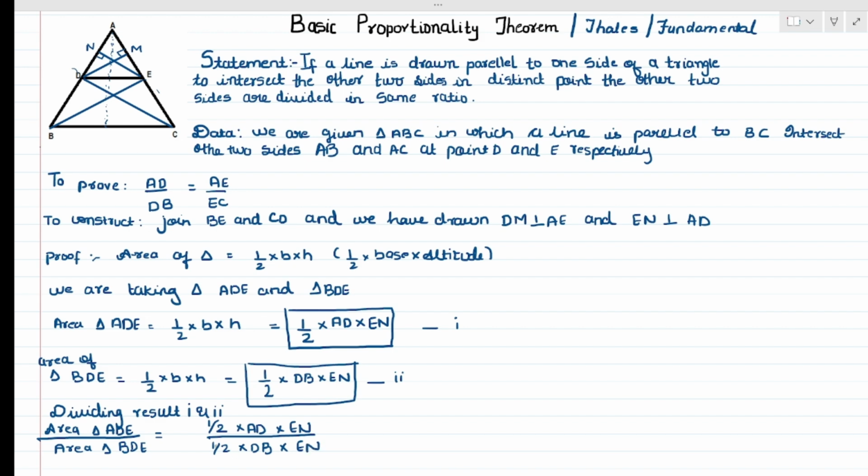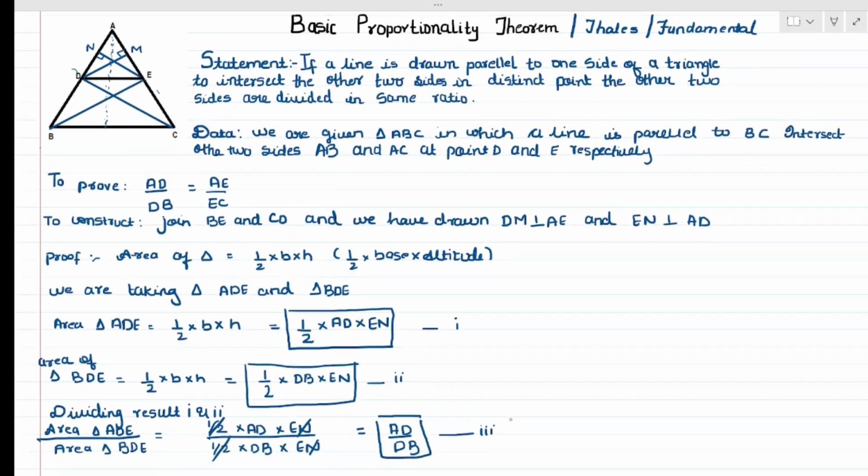Now what you can clearly see over here, half and half is getting cancelled. EN and EN is getting cancelled. What am I left with? I am left with AD upon DB. Keep this answer in the box and name it as result number 3. Okay, moving ahead.